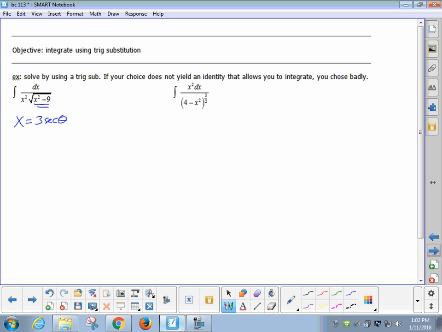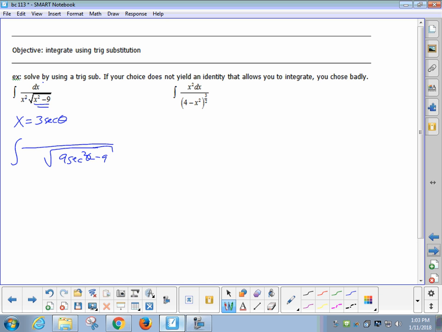Now, the first step will verify whether that did well or not. Do not do the dx and x squared first, because if you chose badly, you just wasted your time. Instead, go right to the square and ask, does that make the identity? Because if it doesn't, then you're going to have to redo everything. So if I use that, then I get 9 secant squared theta minus 9. Will that clean up to an identity? Yeah, 9 will come out. Secant squared minus 1 is tangent squared, and we're home free. So that's going to work.